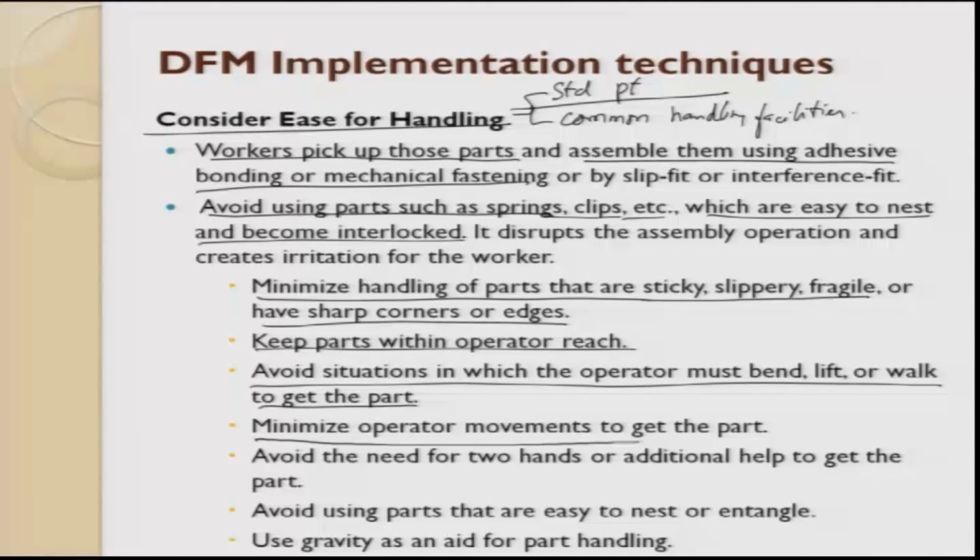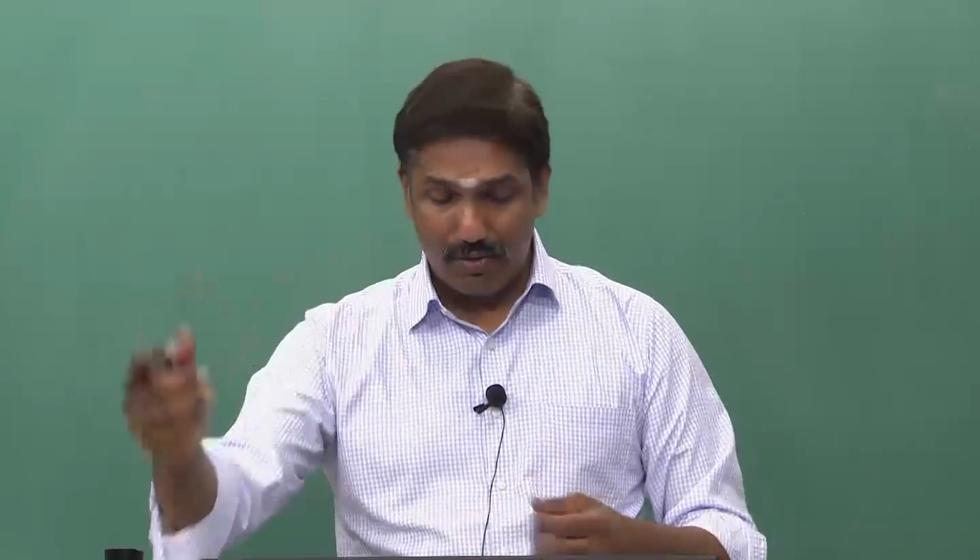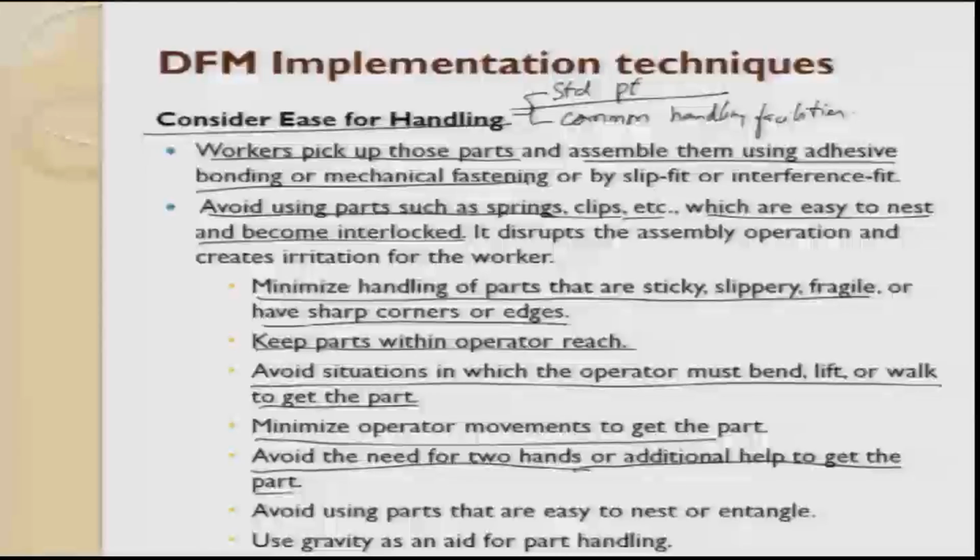So, minimize operator movement, and the second point is repeating. Avoid the need for 2 hands or additional help to get the parts. Here I said 2 hands means 2 hands, he brings it close, and on top of it you should not ask for a third hand or a fourth hand to place it. So, avoid the need for 2 hands or additional help to get the parts.